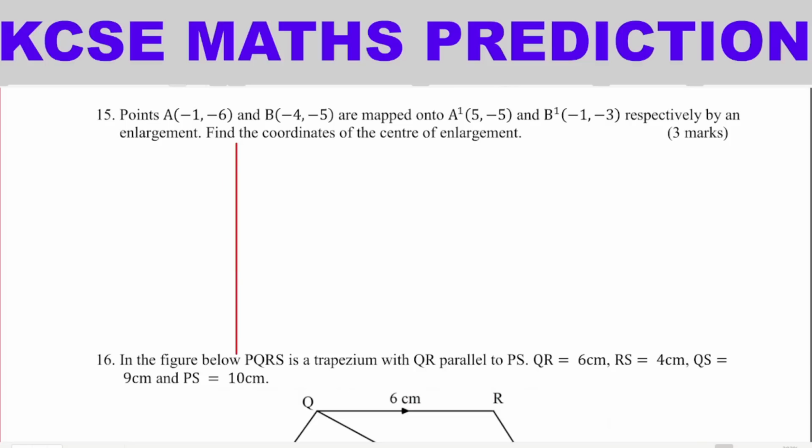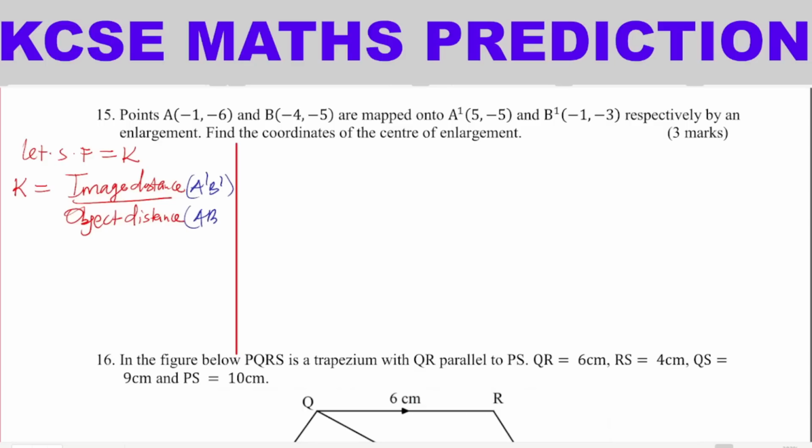And how do we get the scale factor? You let the scale factor of enlargement be represented by K. So this is how you get a scale factor of enlargement, by getting the image distance divided by the object distance. In this case, we shall use the image distance to be represented by A prime B prime, and the object distance to be AB.